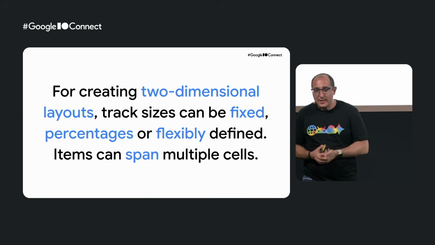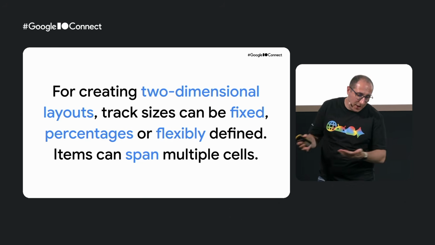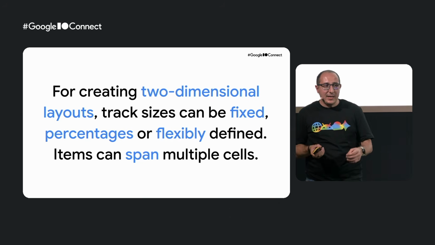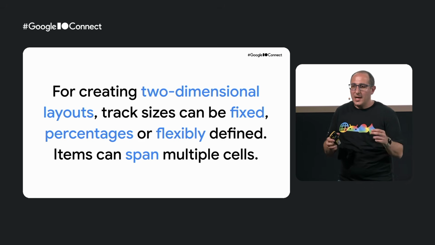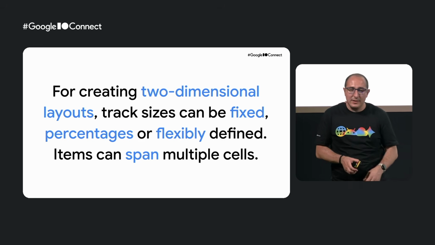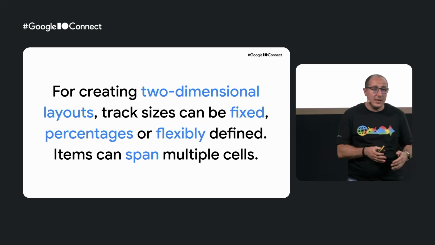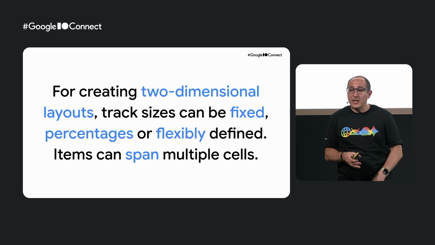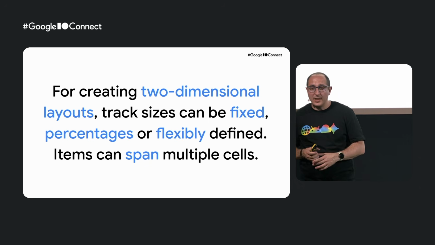First, it has 2 dimensions, rows and columns. And you can define how much space each track, rows and columns, can have. It can be fixed, it can be a percentage, or it can be flexibly defined. And of course, you can decide that each item spans across multiple cells.